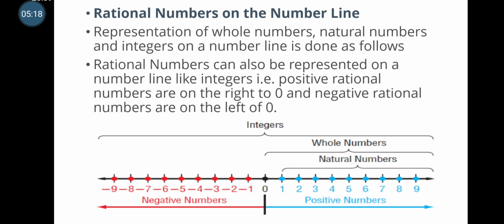Rational numbers can also be represented on the number line like integers, that is, positive rational numbers on the right of 0 and negative rational numbers on the left of 0. So we all know that.